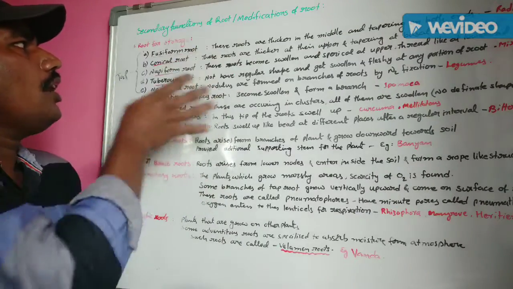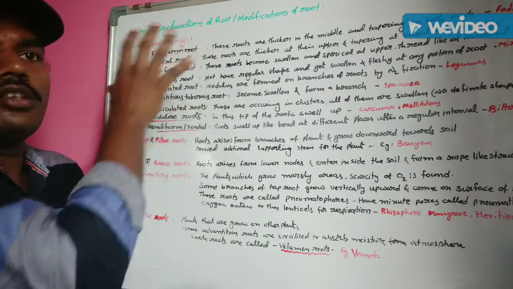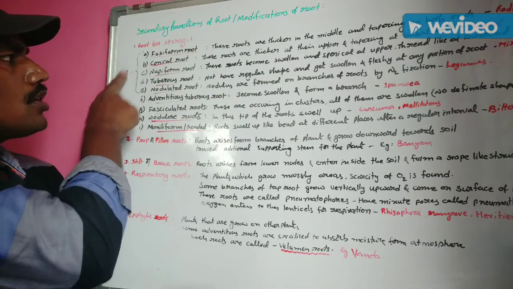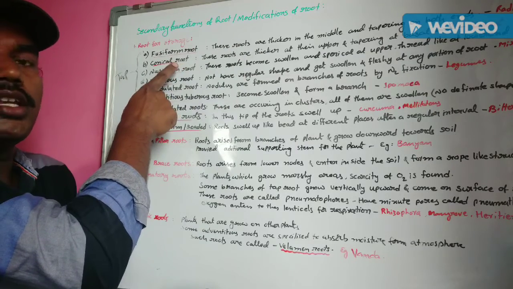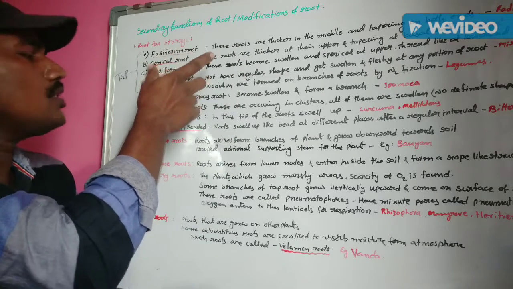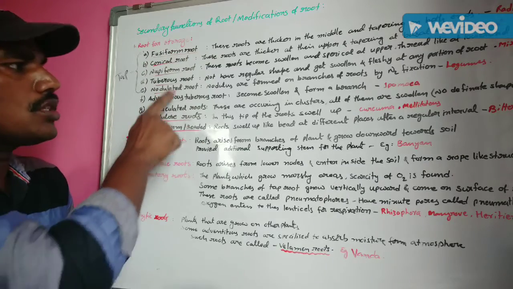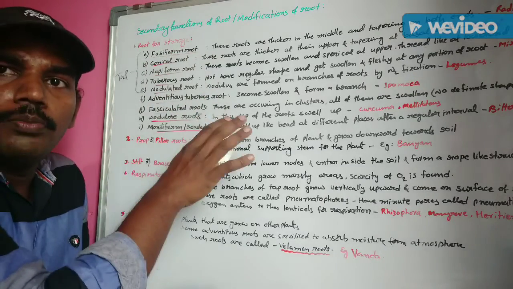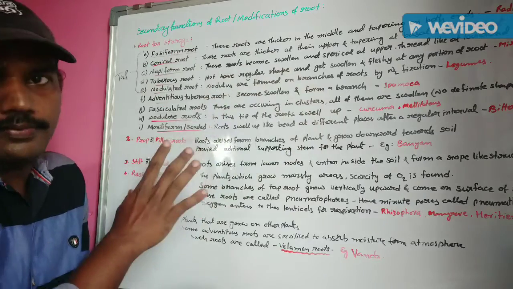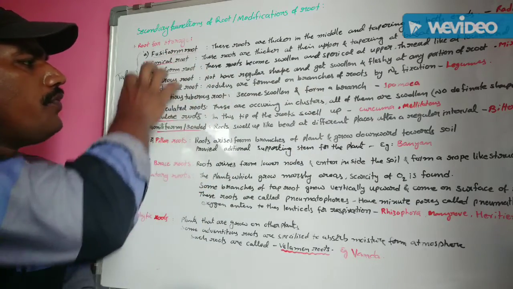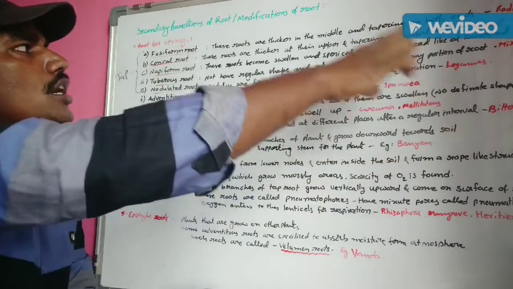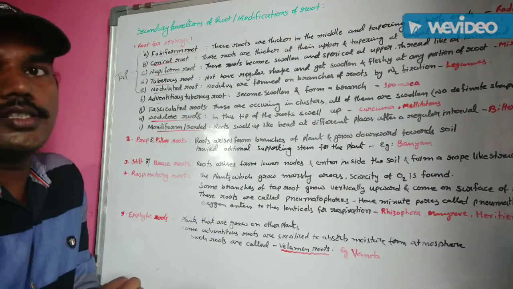These are the different types of storage roots. Tap roots store food materials and become tuberous, and advanced roots also accumulate food materials and become swollen. In this way, different types of roots store food materials.